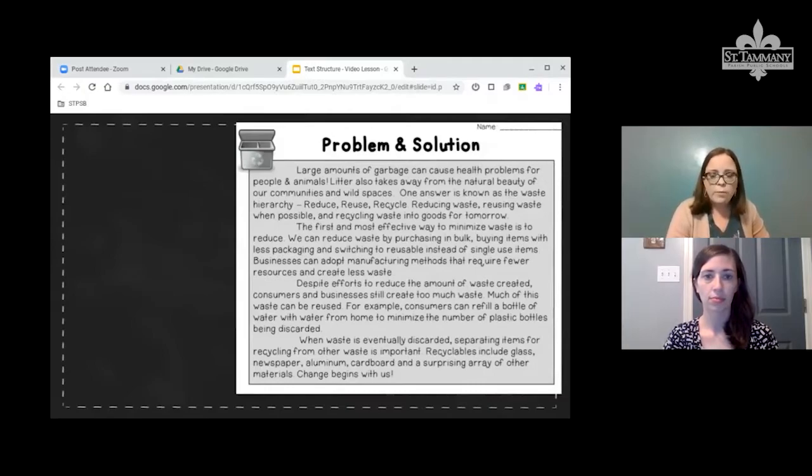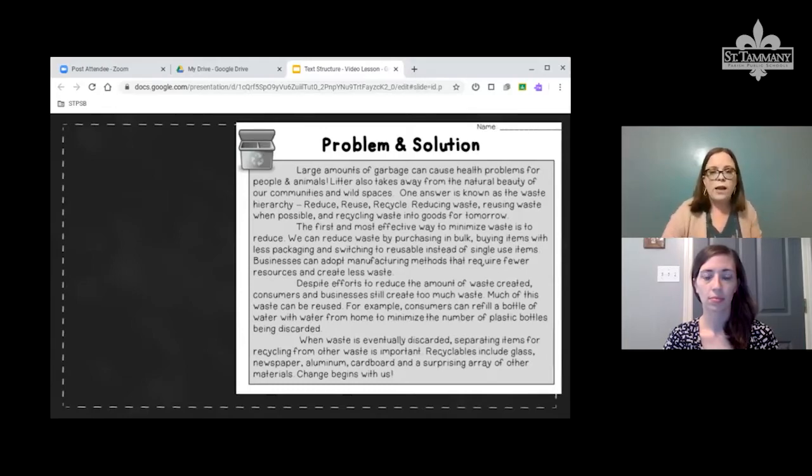The first and most effective way to minimize waste is to reduce. We can reduce waste by purchasing in bulk, buying items with less packaging, and switching to reusable instead of single-use items. Businesses can adopt manufacturing methods that require fewer resources and create less waste.